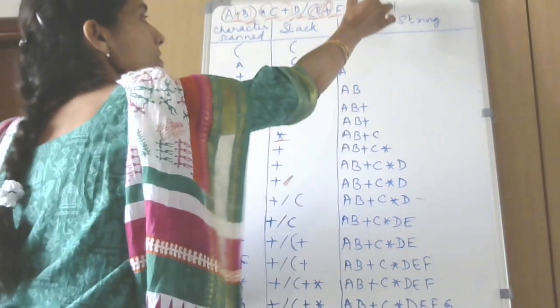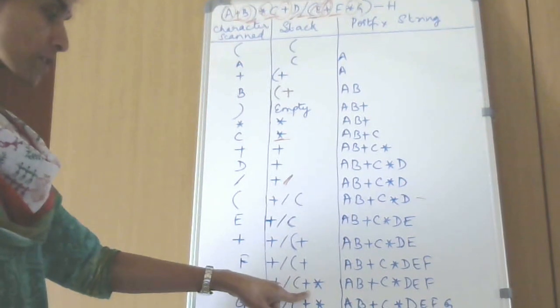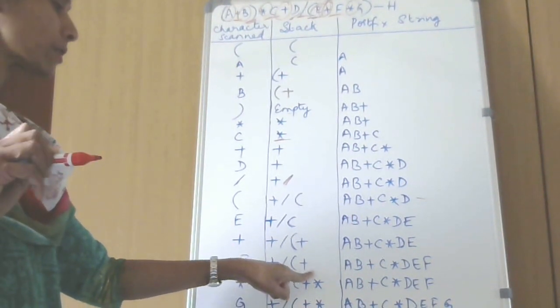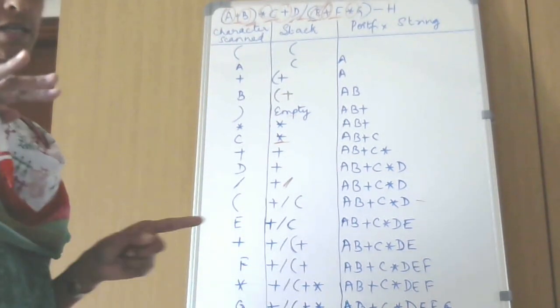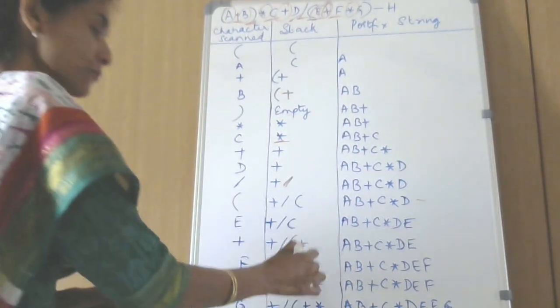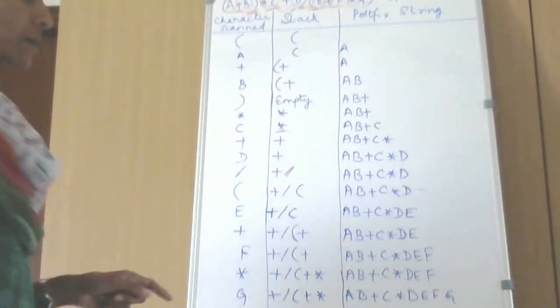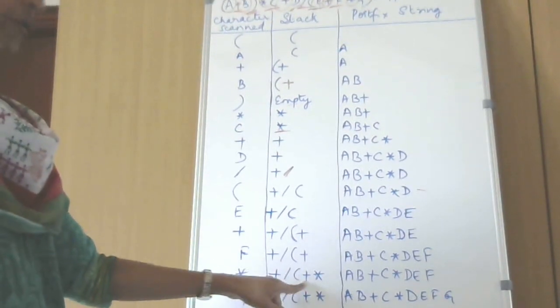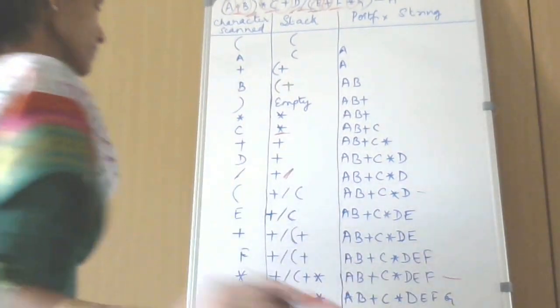Next is our star. Star is an operator. So now, top of the stack is what? You have plus. Plus is of a lower priority than star. Star is of higher priority. So simply push star onto the stack. As I told, if this plus was a higher priority, then I should have popped it out and brought this in. Since star is of a higher priority and plus is of a lower priority, I can push star into the stack. Postfix string remains unchanged.